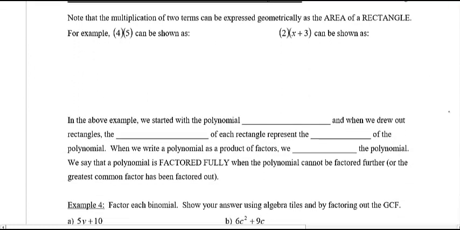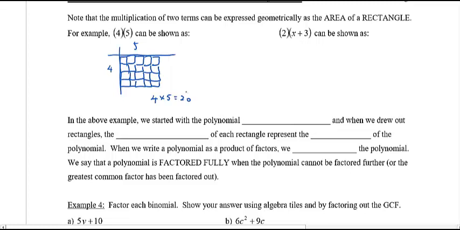Now, note that the multiplication of two terms can be expressed geometrically as an area of a rectangle, right? Like 4 times 5. If I think about me drawing, I can have 4 things on this side, so 1, 2, 3, 4, and multiplying by 5, so 1, 2, 3, 4, 5. And I can fill in everything, right? So 4 times 5 here. Hopefully you can see 1, 2, oops, I did 6. That messes you up. Sorry. 4 times 5, of course, gives you 20.